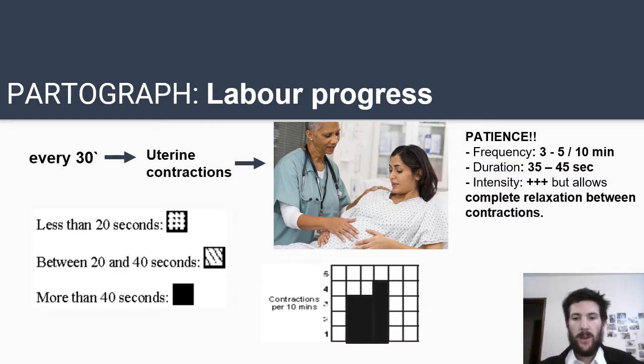With this, we put here in the height of the bars the frequency. For example, here is 4 every 10 minutes. Here is 5 every 10 minutes. Okay, and the color of each square means the duration of each contraction. So if it's black, it's more than 40 seconds. If it's with lines, it's between 20 and 40, and if it's spotted, it's less than 20.